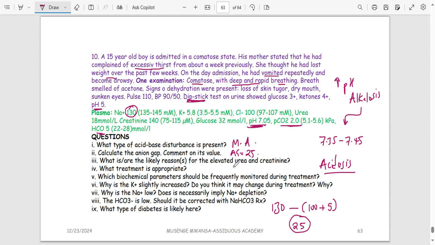So what is or are likely reasons for the elevated urea and creatinine? Anyone that can comment on that? Why elevation in urea and why high creatinine? Anyone? Yes. So creatinine, high muscle bulk, and then how about the other one? Okay, let's comment on the other one, and then we talk about the muscle bulk and muscle wasting, and then the other one.